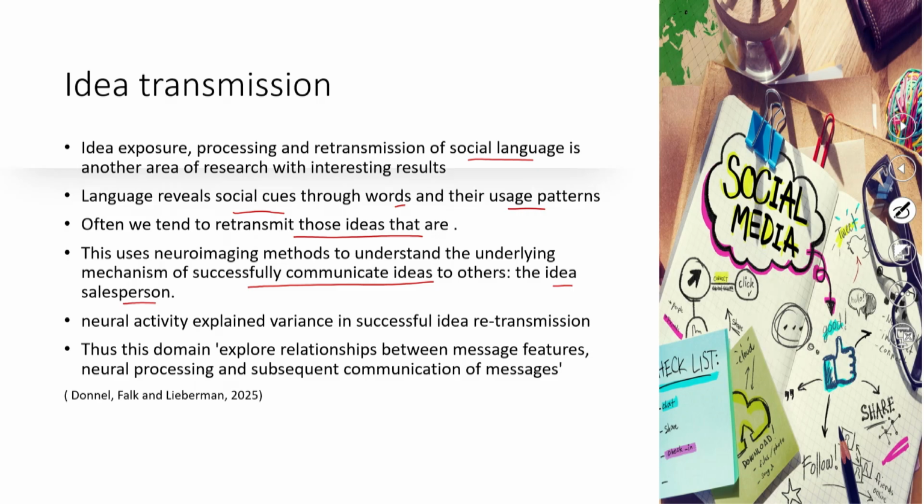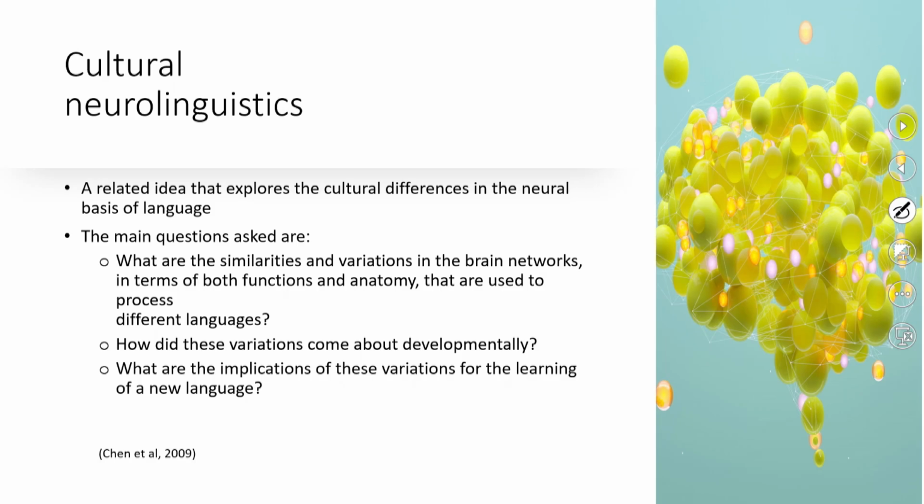So, idea retransmission to another person, what happens and what are the underlying neural mechanisms, that is the domain this particular strand of research looks at. Neural activity explains variance in successful idea retransmission. So, whether you are successful or not in transmitting the idea has a neural underpinning, and that is what this domain works on.